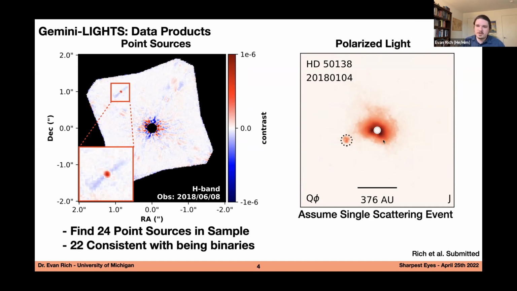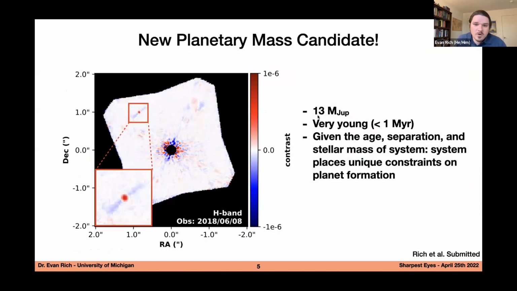And we're observing the dust around these objects. So one of the surprising things that we found, which was great to find, was a new planetary mass candidate. I've redacted the name here because we have submitted the paper, but it has not yet been accepted. So this is a 13 Jupiter mass companion. It's separated about an arcsecond, so it's quite a ways away from the target.